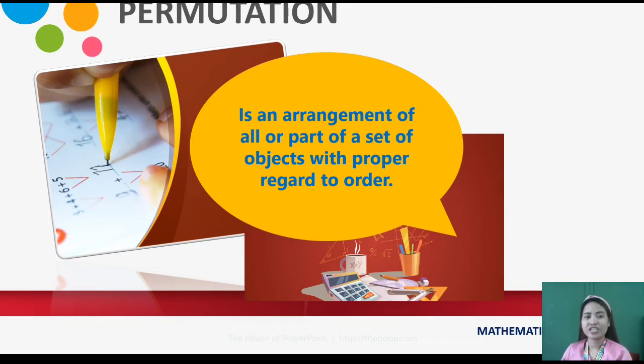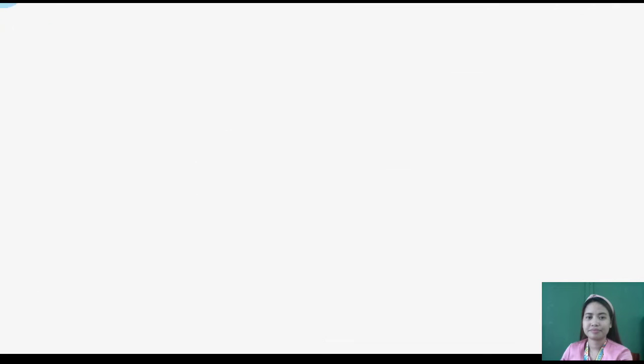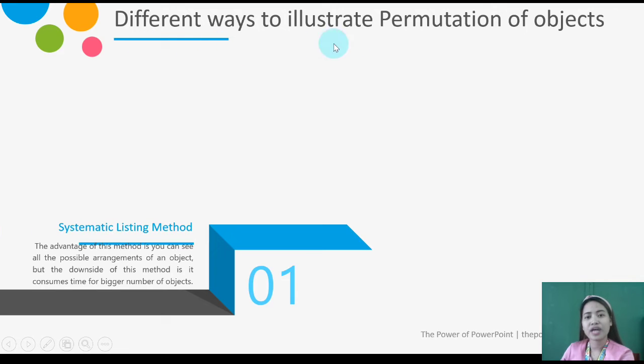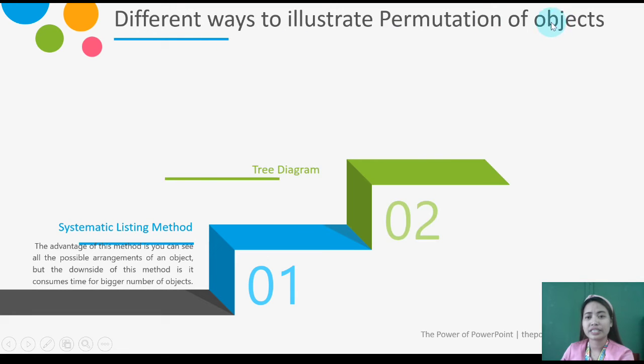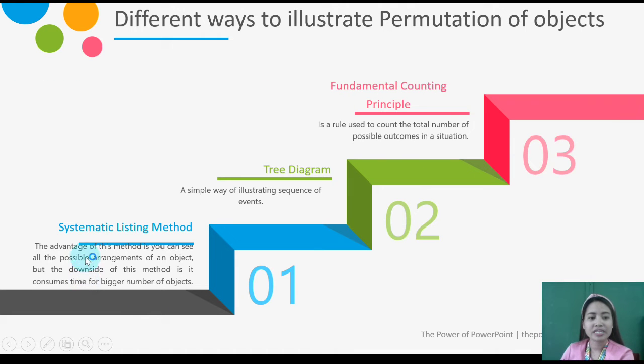Next, we have the definition of permutation. It is an arrangement of all or part of a set of objects with proper regard to order, meaning to say, order matters. And also, we have different ways to illustrate permutation of objects. As you can see, we have 3 methods to use. We have the systematic listing method, tree diagram, and fundamental counting principle.